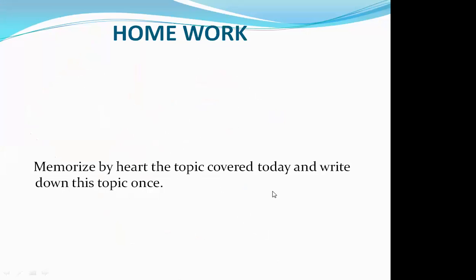Memorize by heart the topic covered today, and write down this topic once. This is your homework. Whenever you do your homework, please try to memorize as well as write down, because once you write down, things become strengthened. So make sure you write down the topic and the example we discussed.